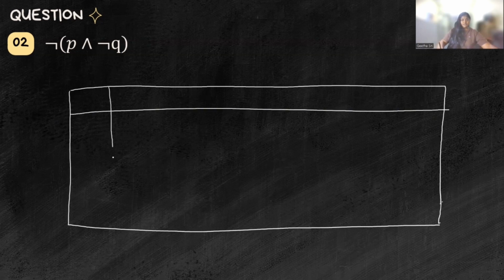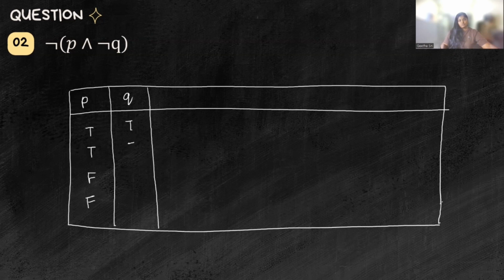This is a simple truth table, which must start with P, Q. Remember, for P it is true, true, false, false. For Q it is true, false, true, false. No changes in this. Okay.